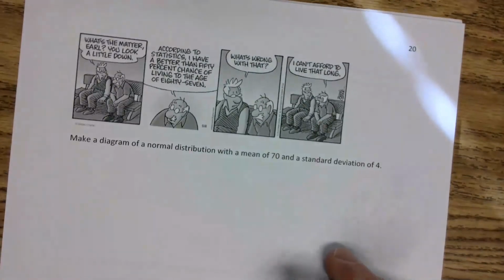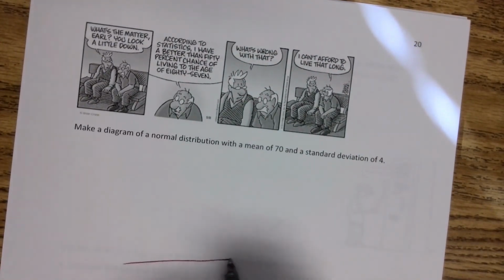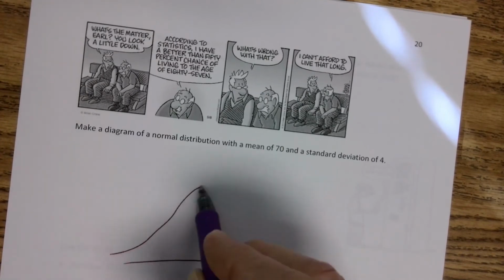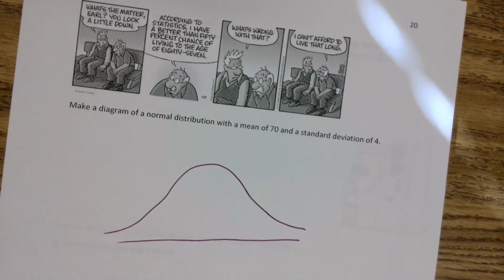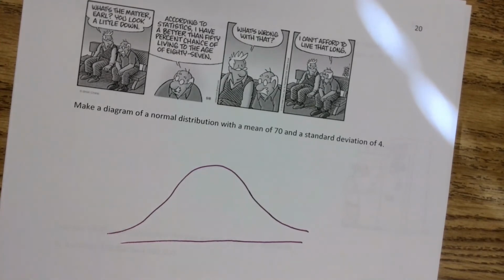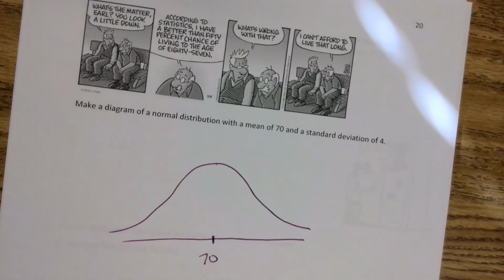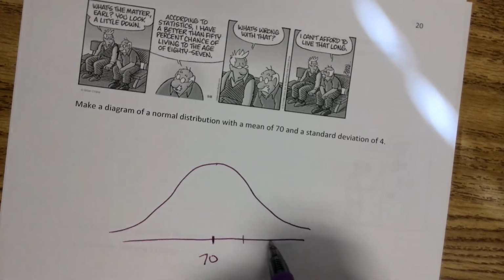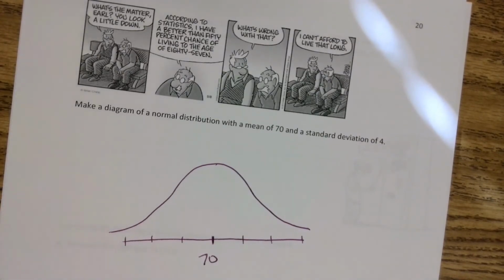All right, ready? So here's our make a picture part. We want to make a normal distribution. So draw the curve. Get used to drawing the curve. If you ask me for help on a homework and you don't have that, I'm not helping you. That's very good. Okay. In the middle is the mean, which is 70. Go out 3 standard deviations each way, and add 4 each time.